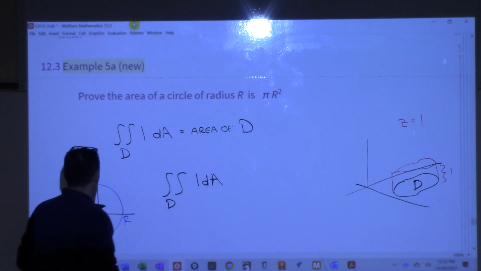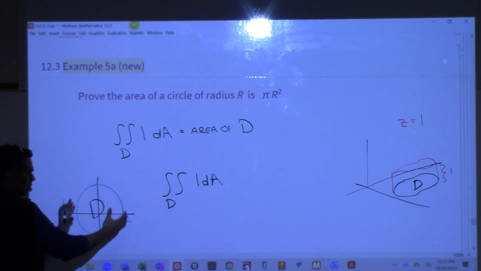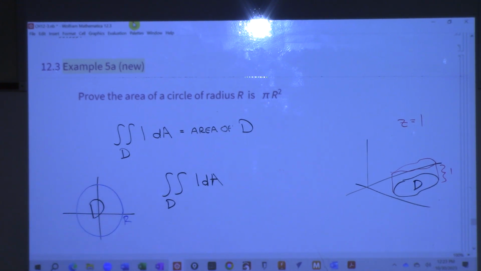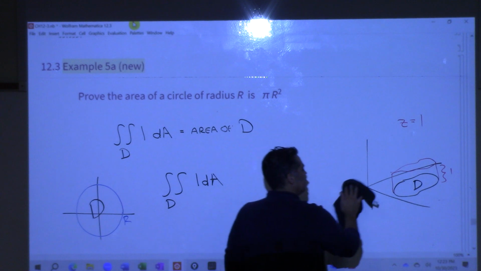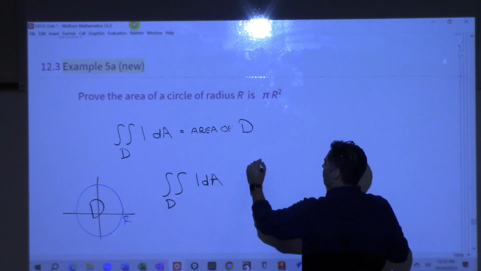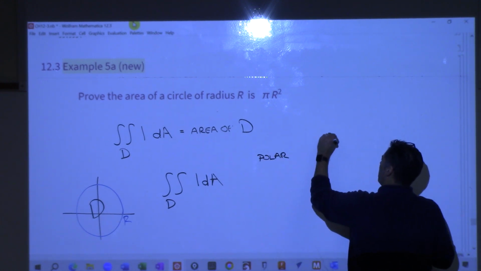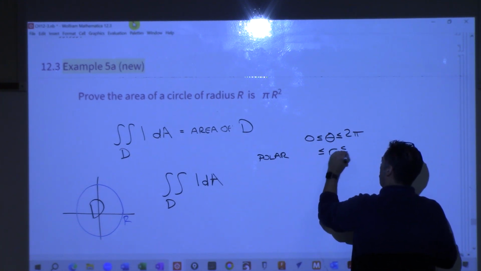So if I want to know the area of a circle, calling that D, of radius capital R, then I just need to do that double integral, don't I? Okay, but what type of region is that on the ground? That's a polar region on the ground, right? So if we go to polar, theta's between what? 0 to pi, and then what's the r between? Careful, little r.